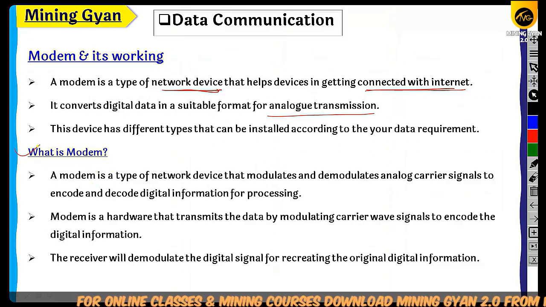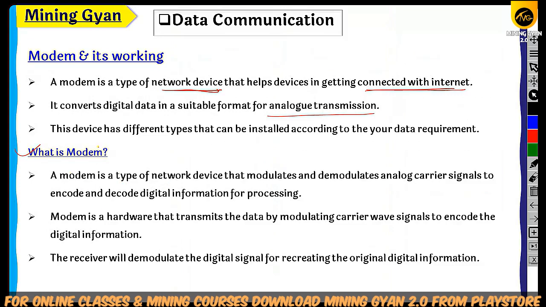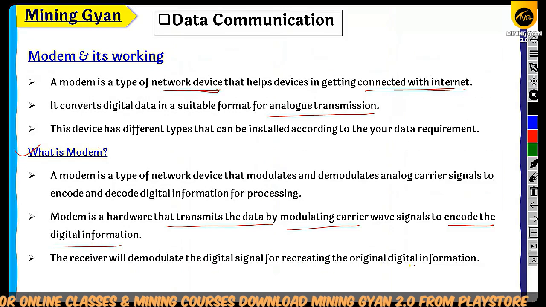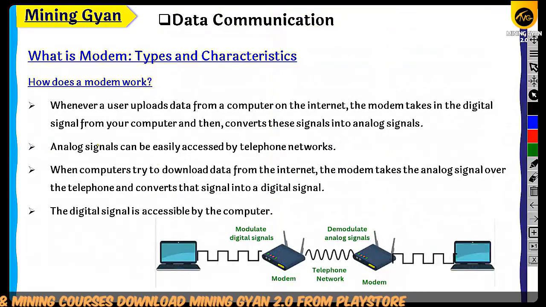So what is the modem? A modem is a hardware device that transmits data by modulating a carrier wave signal to encode the digital information. The receiver will demodulate the signal to recreate the original digital information. So how does the modem work?